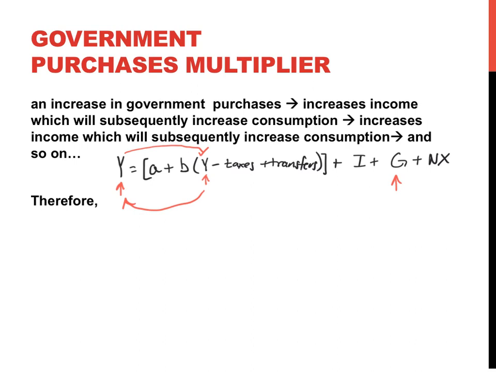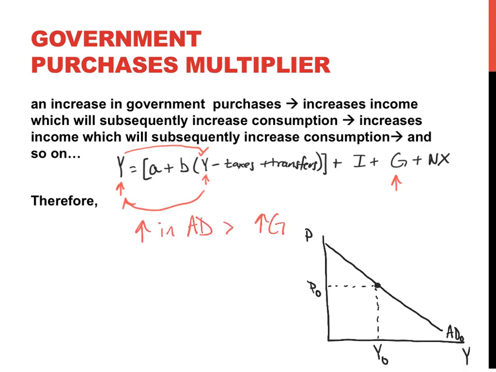Therefore, the total increase in aggregate demand or total spending is going to be greater than that increase in government spending. So that initial increase in government spending leads to an even larger increase in consumption. And so that shift to the right of aggregate demand is even larger than just that change in government spending.